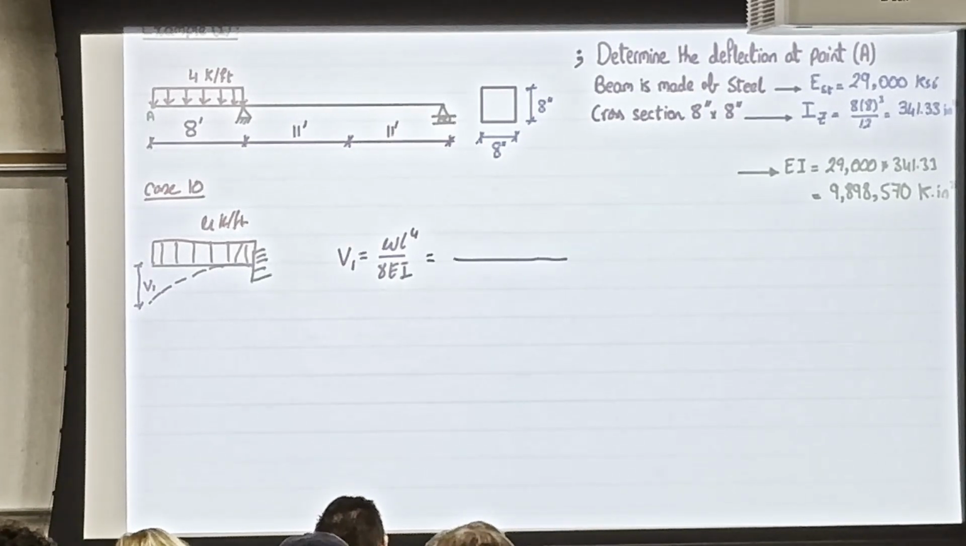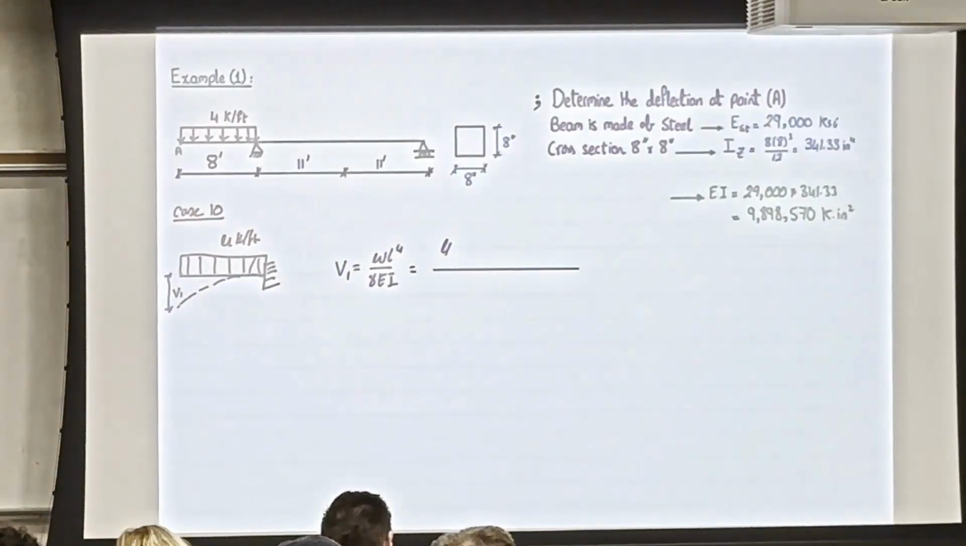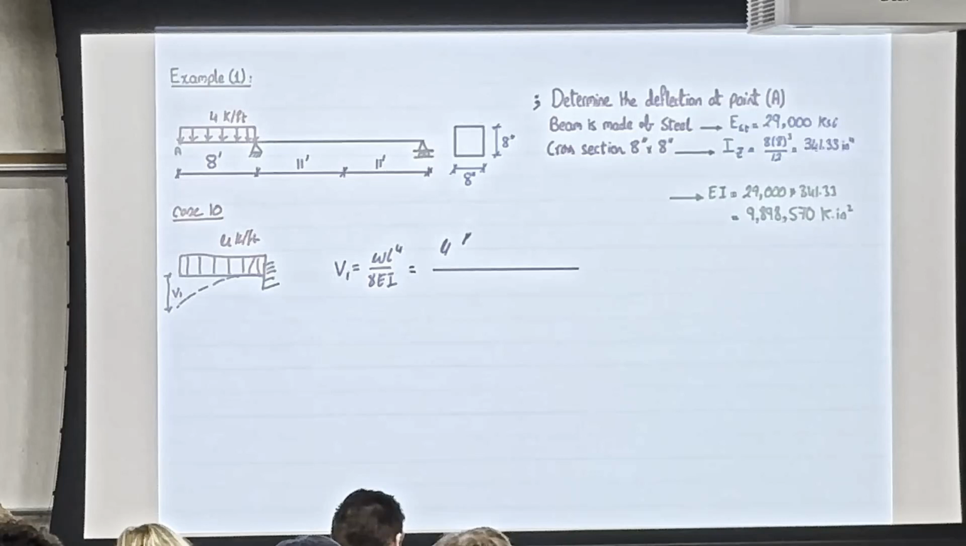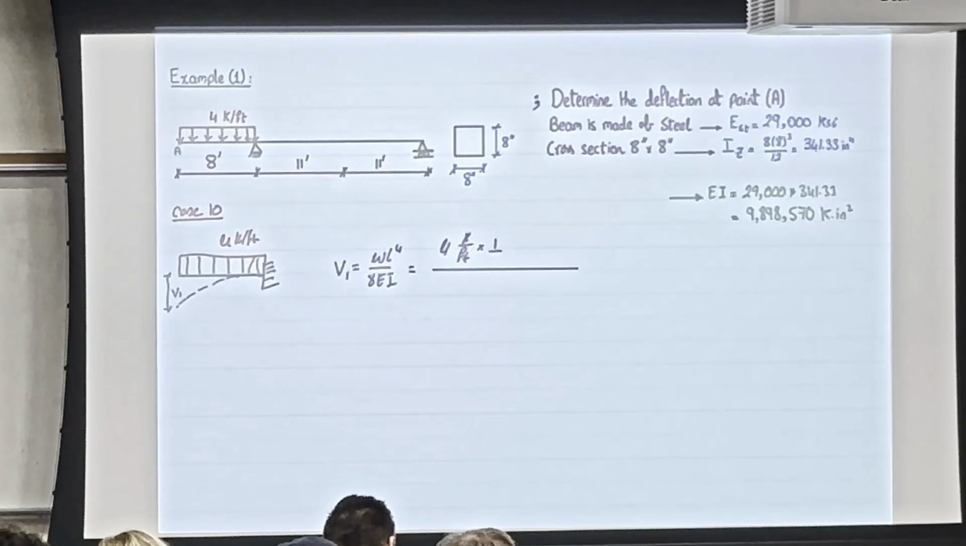And I've seen it yesterday. Some people would multiply 4 times 12 to convert it to inches, but no. 4 is kip over foot, so the foot is at the bottom. So you want to multiply the bottom by 12, which makes it 4 times 1 over 12. Okay?